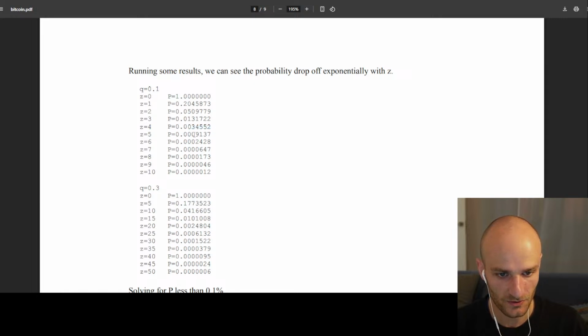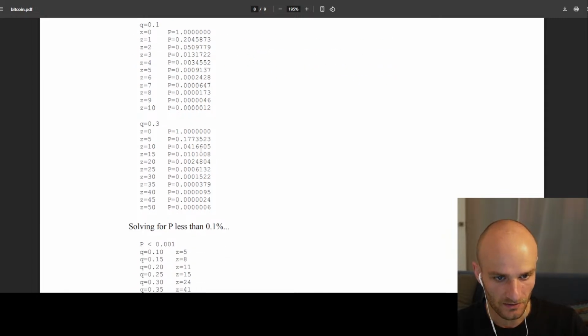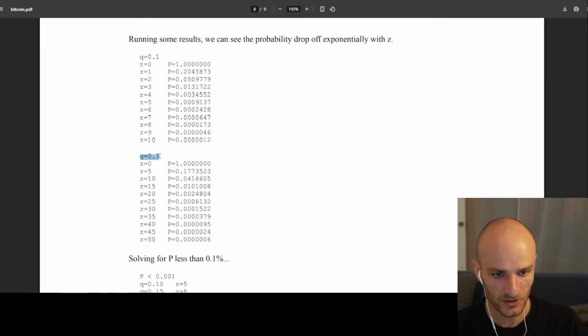In 5 blocks, you already reduced it to less than 3 decimals, and 7 blocks is where the probability that the guy can catch up and reverse the payment is less than 4 decimals. At 10 blocks past his transaction, this becomes less than 5 decimals. So let's see that even increasing by 3 times his probability of resolving the next block, which is basically his computational power.